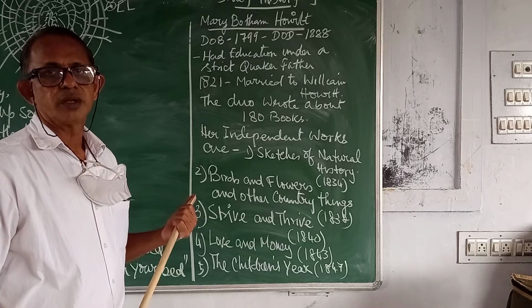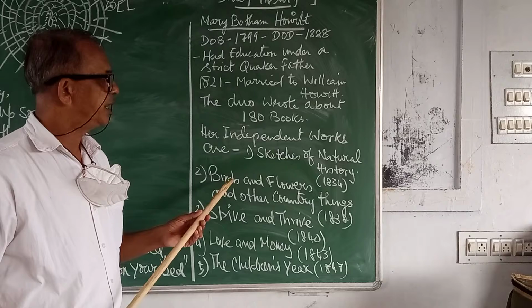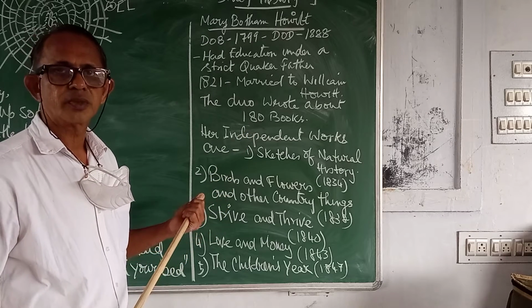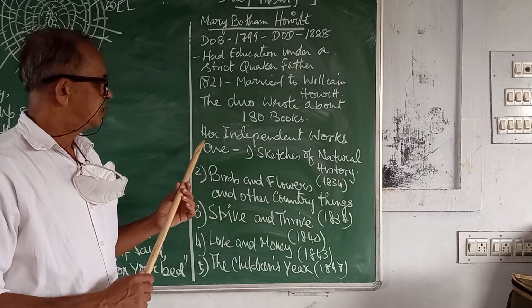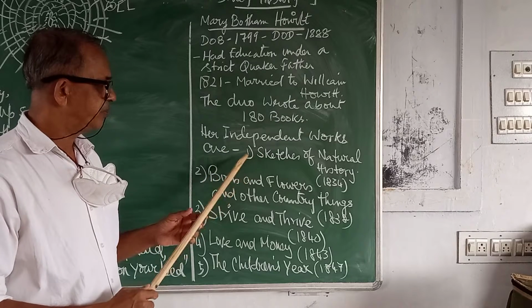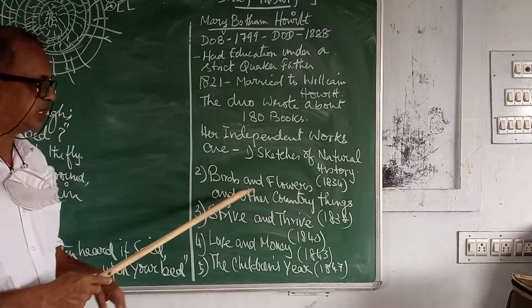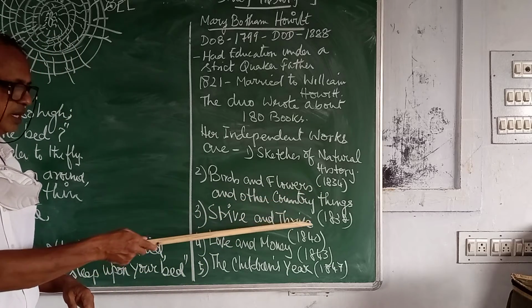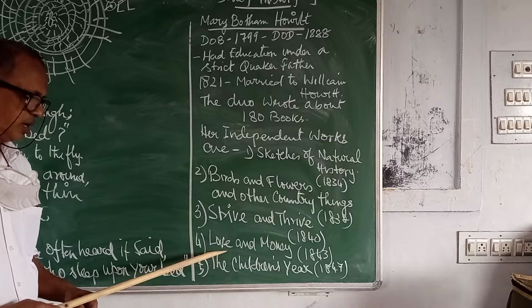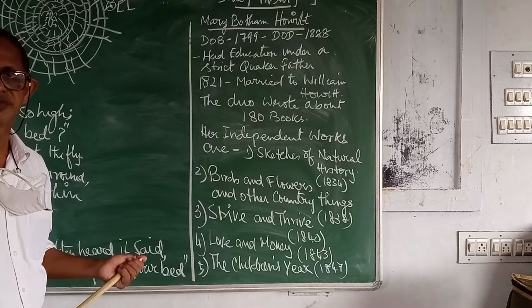Both of them joined together and wrote nearly about 180 books. She had her own independent works, and some of them are Sketches of Natural History, written in 1834. Then she wrote Birds and Flowers and Other Country Things in 1838. Then she wrote Strive and Thrive in 1840, Love and Money in 1843, and lastly she wrote The Children's Year in 1847.